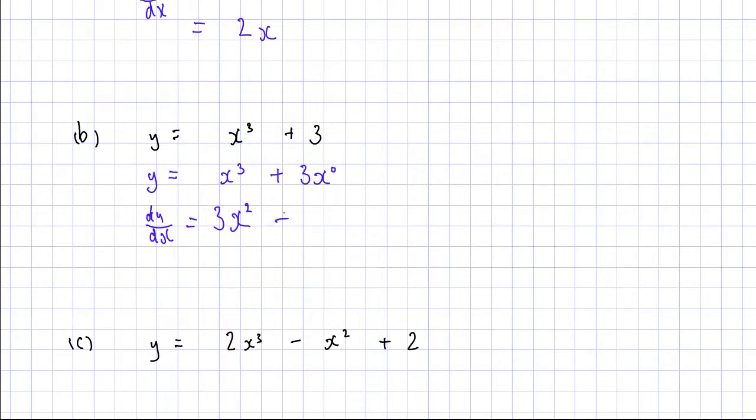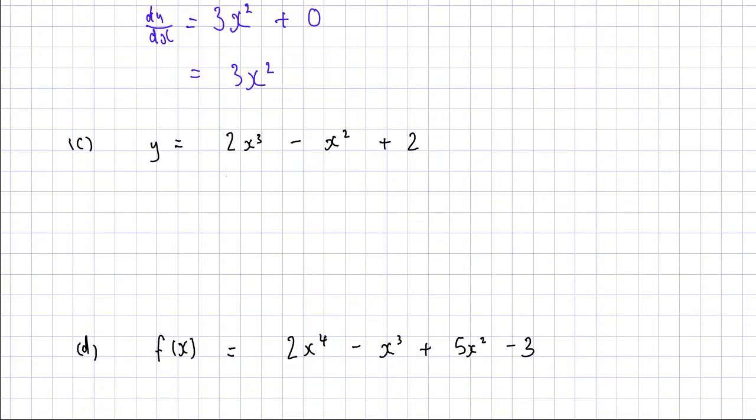And I'm going to have plus. Now this 0 is going to come to the front, and I'm going to multiply it. So it'll be 0 times something, and that's just going to be 0. So this one is just equal to 3x squared. Now notice how whenever I have a constant here, that just disappears when I differentiate it. It's not there anymore, because that 0 would come to the front and make it 0.